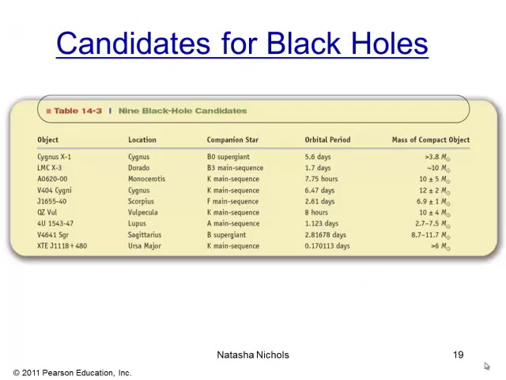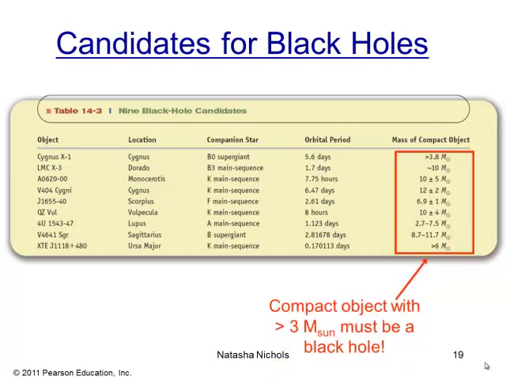Here's a table of some candidates for black holes. As you can see, they all have more than 3 solar masses. Cygnus X1 is the first one on the table, and its companion star is a B0 supergiant, and it has an orbital period of 5.6 days.